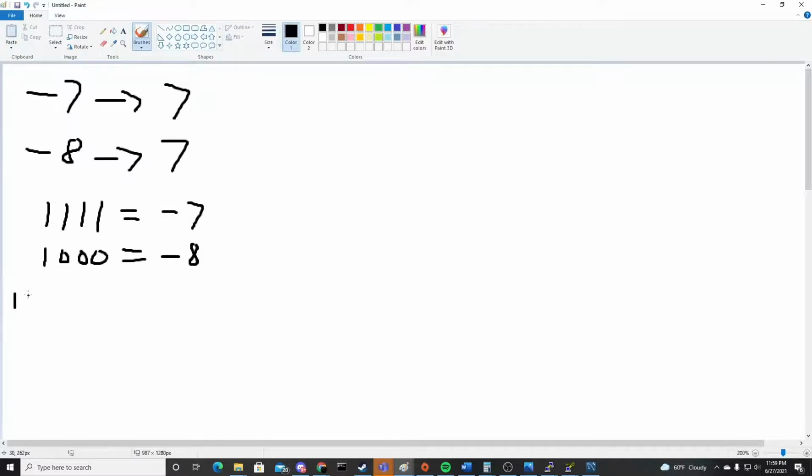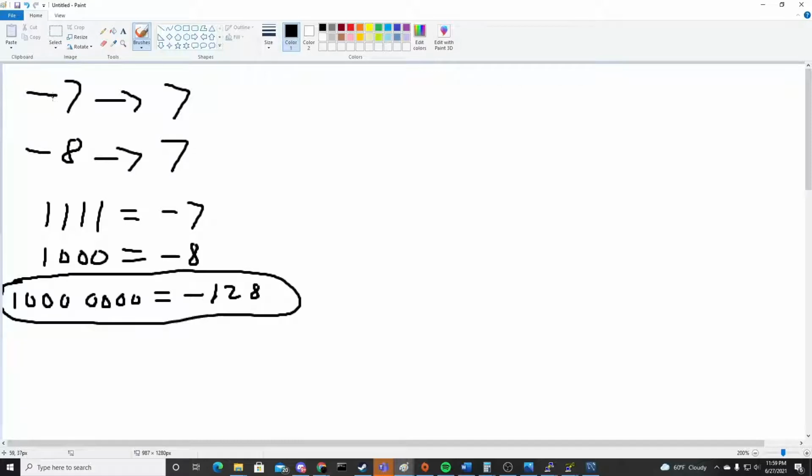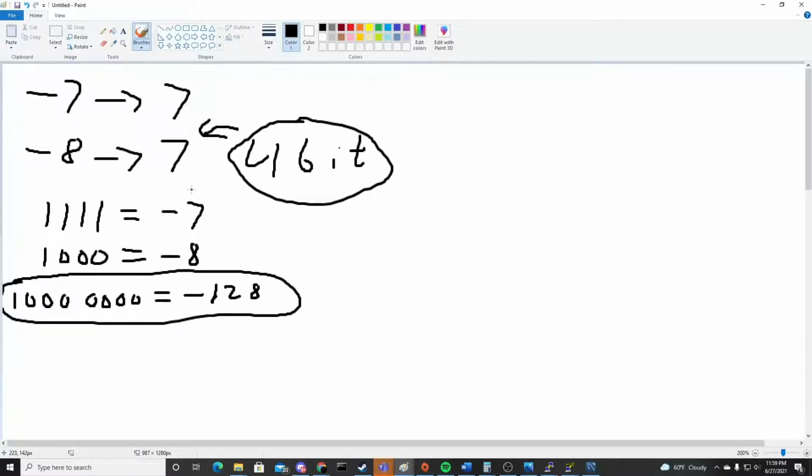So if instead we had 1, 0, 0, 0, and then 0, 0, 0, 0, if just this most significant bit was 1 here, this would equal negative 128, I believe. I had it pulled up on my calculator here. Yeah, negative 128. And so that's why we can actually represent one more than I had said originally. If we're working with a 4-bit binary number, we can actually represent negative 8 to positive 7.